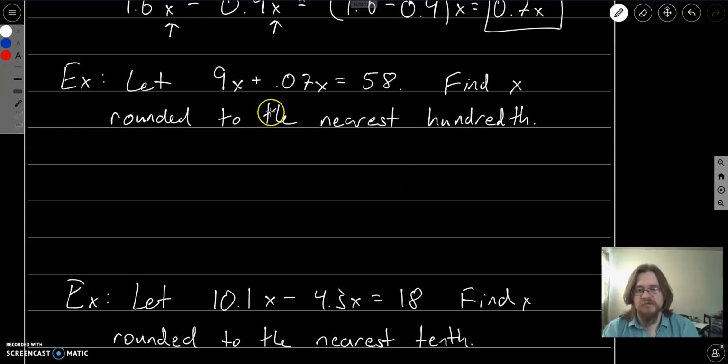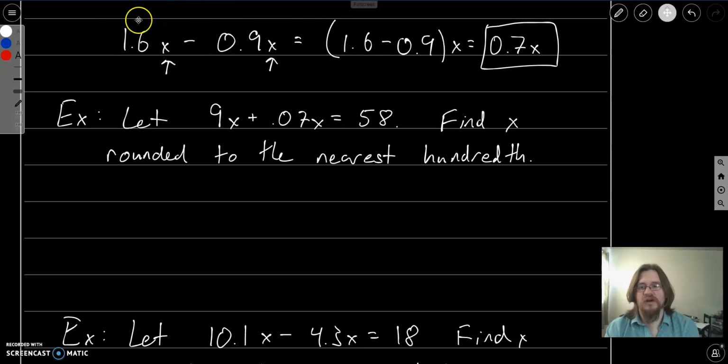So the next type of equation that we're going to look at will use what we were just looking at, where we can combine terms that have x's in them. So here we have 9x plus 0.07x is equal to 58, and we want to find x rounded to the nearest hundredth. So right away, the left-hand side looks a little bit confusing, so I want to simplify this as much as I can.